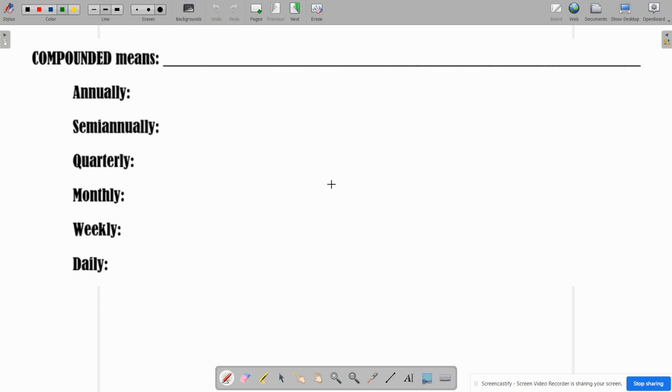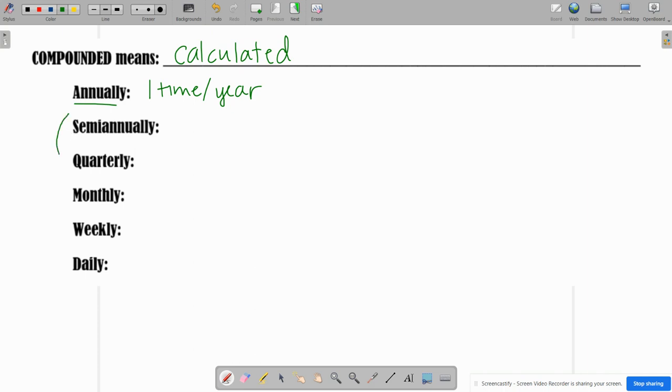We're going to continue to talk about exponential growth and decay, except we're going to look at examples today where things are compounded or calculated at a different rate rather than annually. So yesterday we focused a lot on annually, and this means one time per year.